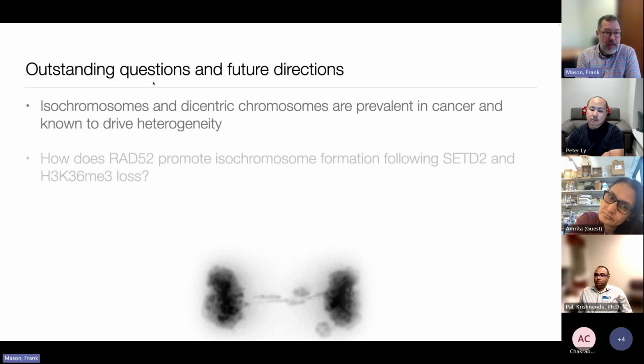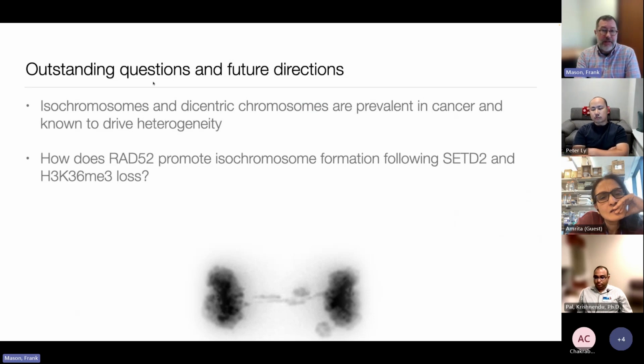And then we've shown that RAD52 can promote isochromosome formation, but that's just one possibility. There's a number of other mechanisms that have been described to promote isochromosome formation in yeast and some in mammalian systems as well. So we're currently screening other pathways to try to understand other regulators of the DNA damage response and how they might promote isochromosome formation.